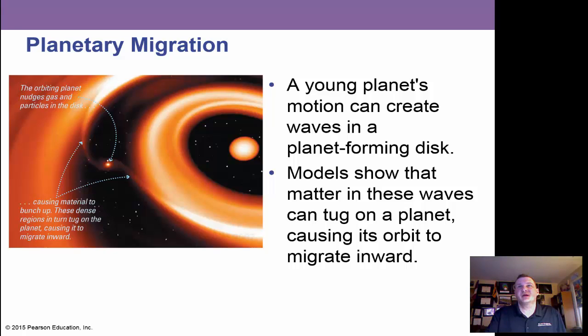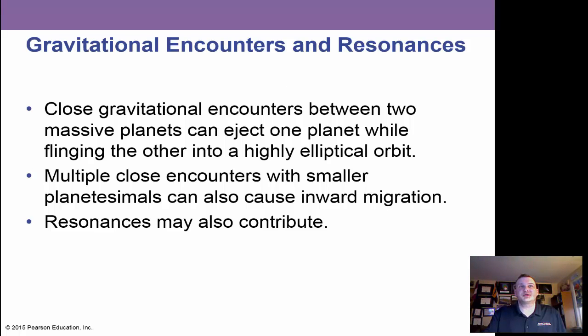A young planet's motion can create waves in a planet-forming disk, and these models show that matter in these waves can tug on a planet, causing its orbit to migrate inward. Close gravitational encounters between two massive planets can eject one planet while flinging the other into a highly elliptical orbit. This is called an n-body simulation, where more than two bodies are in play. We have multiple planets and one massive star, and it's not conducive for multiple objects to be going around it. Multiple close encounters with smaller planetesimals can also cause an inward migration, and resonances may also contribute to this.